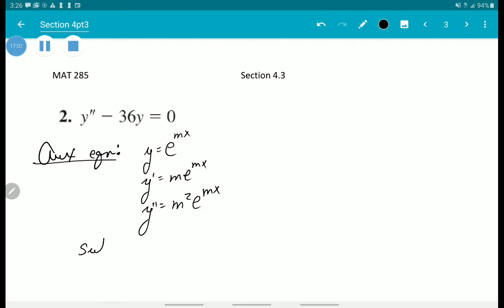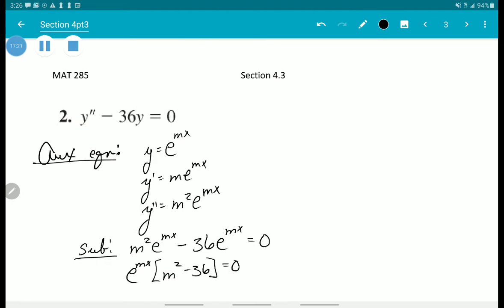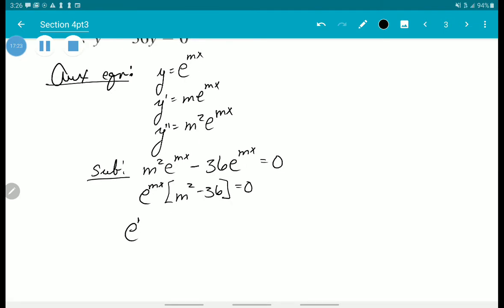So then if we make this substitution, we're going to have m squared e to the mx minus 36y. So if we were to factor an e to the mx out, we're left with m squared minus 36, which is equal to 0. We know there's not going to be a place where that exponential is equal to 0, but there are places where m squared minus 36 is equal to 0. And those places are at positive and negative 6.